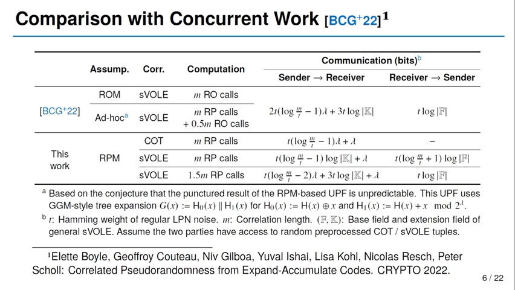In a concurrent work by Boyle et al., the authors also consider how to optimize the computation using a modified GGM tree. However, their work requires the random oracle model or some ad hoc conjecture, and they do not consider how to improve the communication. In contrast, our work works in the random permutation model for both COT and SVLE, with improvements in both computation and communication.